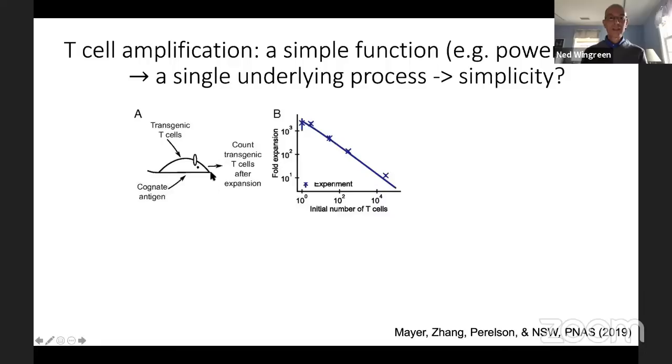And so the idea is being that even though I really don't ever want to think about what's really going on in detail in a mouse, when you see a power law or some kind of simple function like that, it's a hint that there's a single underlying process, that whatever is happening with this small number of cells is also happening with this large number of cells. And the hope then is that there is some kind of underlying simplicity.